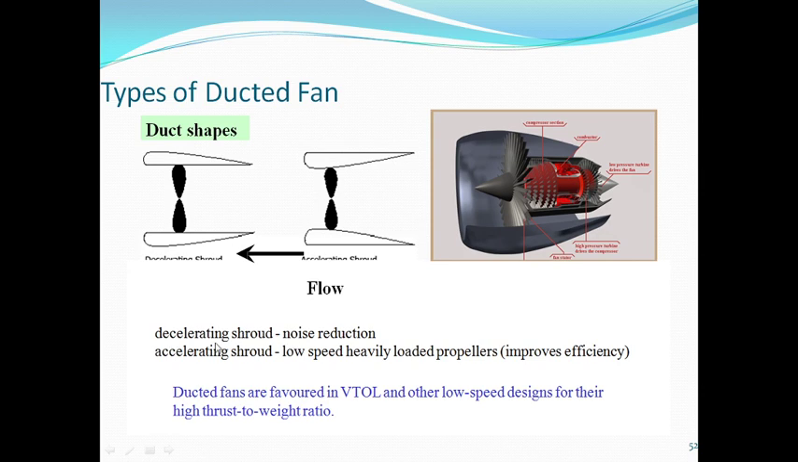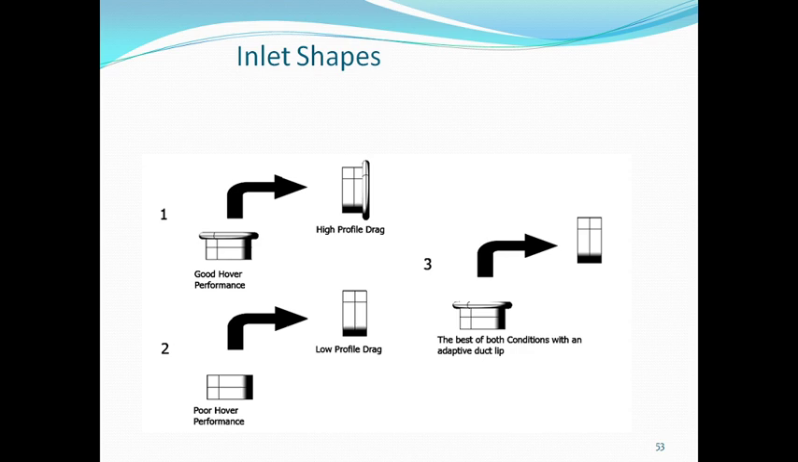One is the decelerating shroud. You can see the change in the shape of the shroud. One is like this, decelerating, as the name says, it decelerates, so that means the velocity will come down here. And this is the accelerating shroud. We will spend more time on the inlets in the next session. This also we will probably cover in the next class.